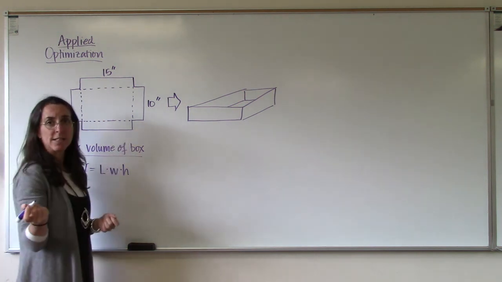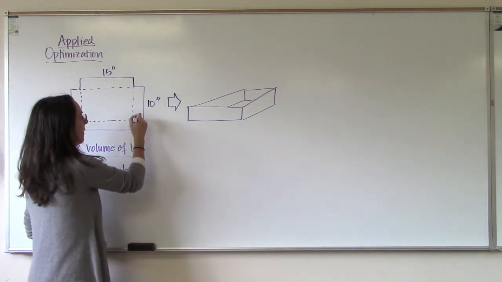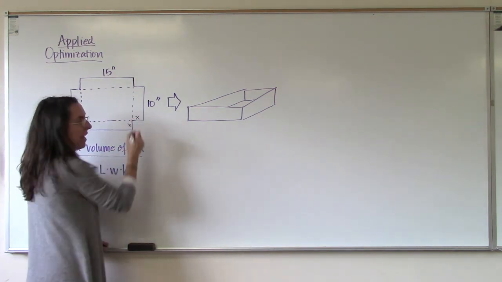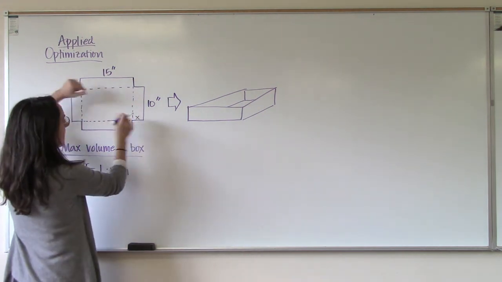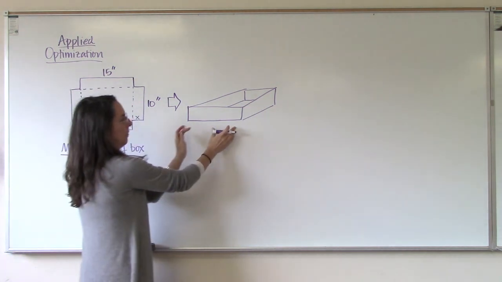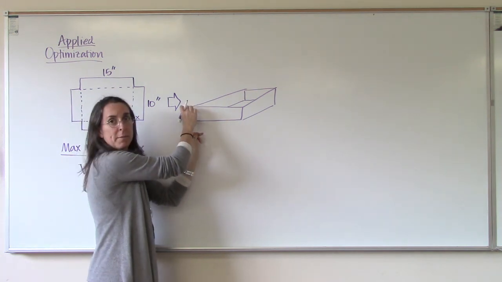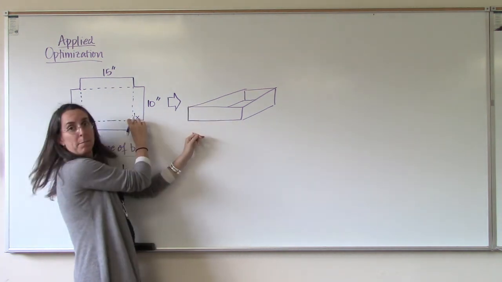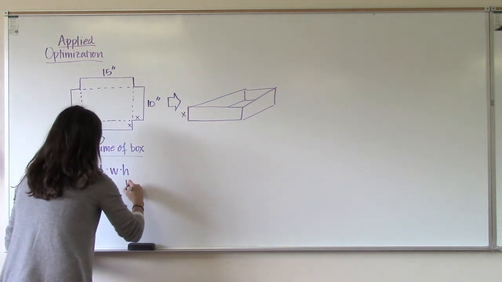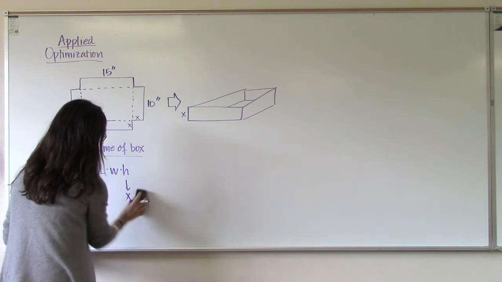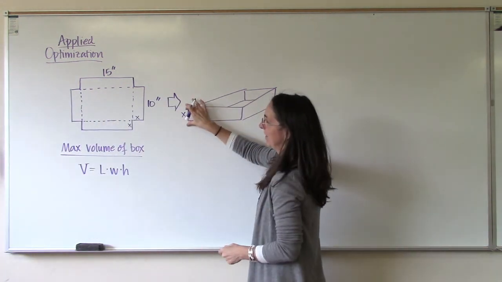Well, what if we use x to talk about the side length or the height of one of the squares, right? So they're x by x, okay? So after we fold these things up and we get this box, how tall will it be? The same as this, right? So the height of it is x. Okay, so it's x units high.